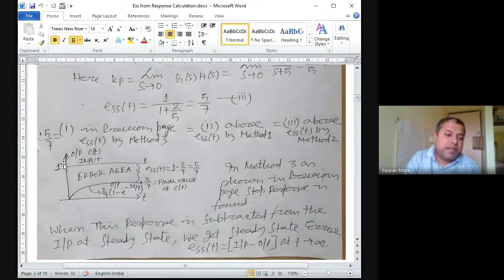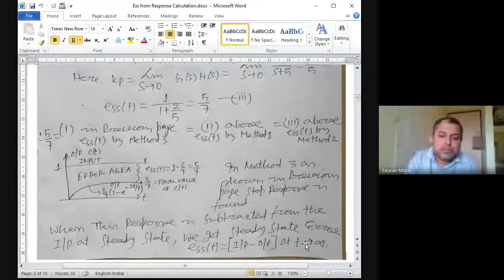If you find the error at time equal to 0, the error will be 1, because in this case the input is 1 and the output is 0, as the output has only started building. So you cannot find the steady state error at t equal to 0. You have to find the steady state error at t equal to infinity, because here the waveform has taken a stable value. So when this response is subtracted from the input at steady state, we get the steady state error. So e_ss is equal to input minus output as t tends to infinity.